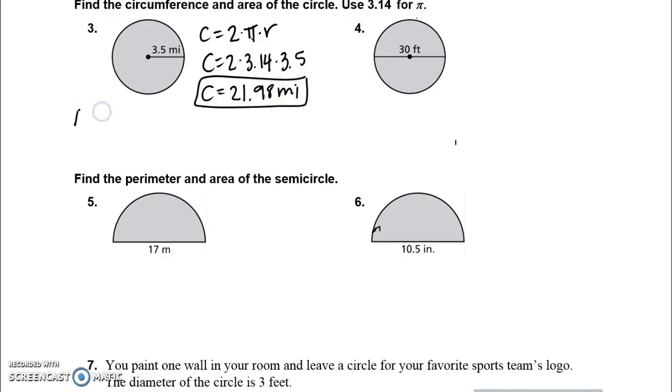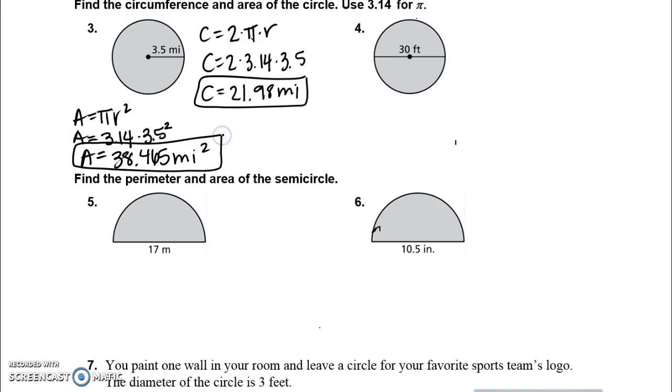Now I need to find the area. Area is equal to pi r squared. So, area is equal to 3.14 times your radius, which is 3.5 squared. Plugging that into your calculator, you get area equals 38.465 miles, and that is miles squared since it's area.